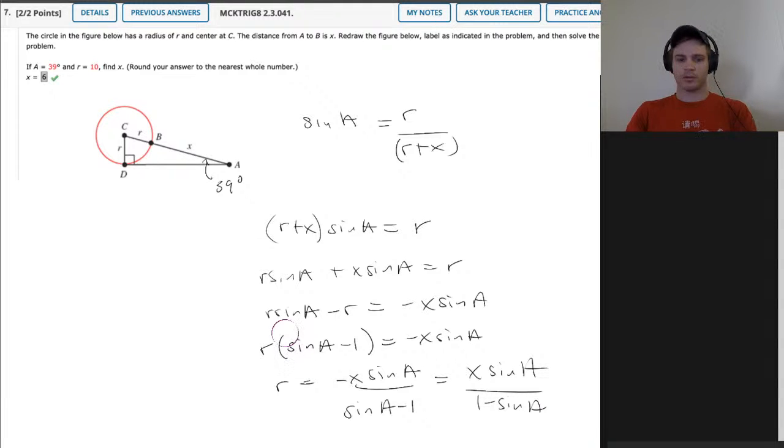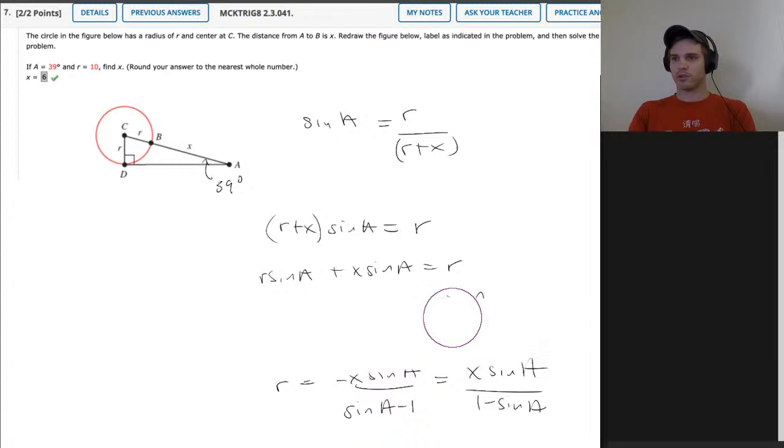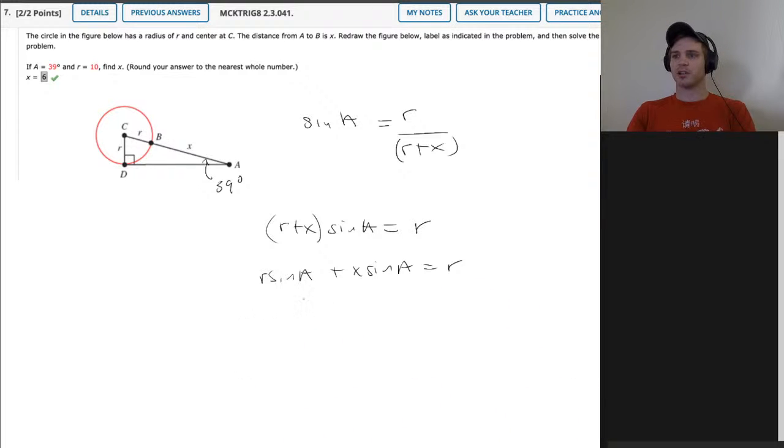So I should read the problem more correctly. So let's go back to here. So I'm going to solve for x. So I'll subtract r sine A from both sides. X sine A equals r minus r sine A. So I subtracted r sine A from both sides, and then let me divide by sine A. So x equals r minus r sine A over sine A. All right, there we go.